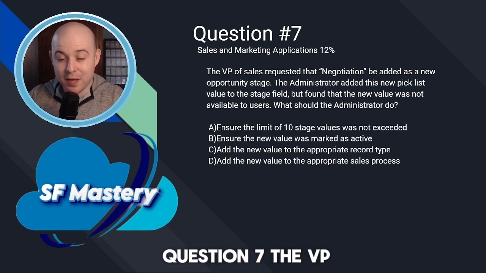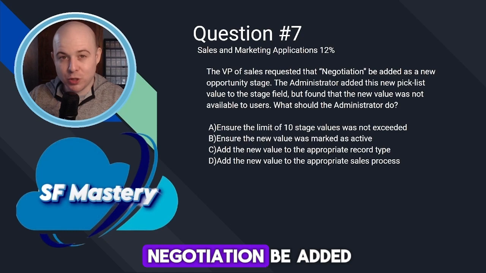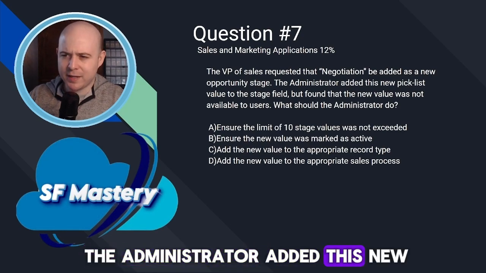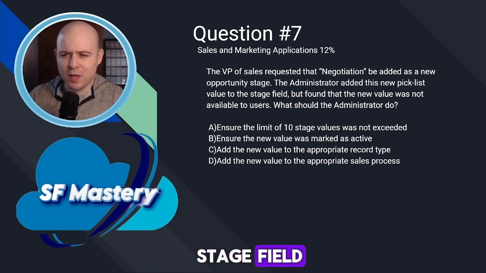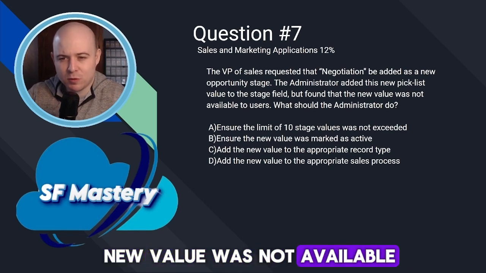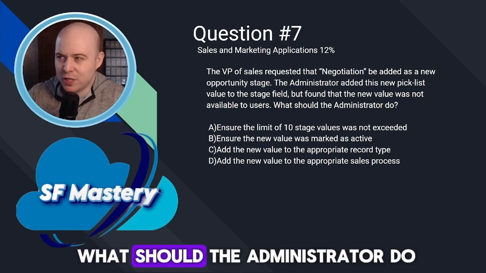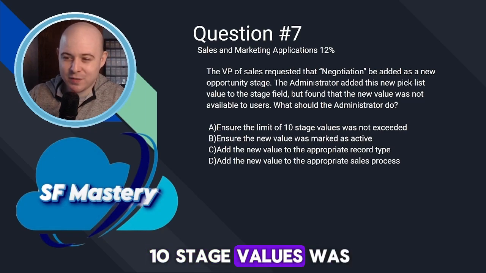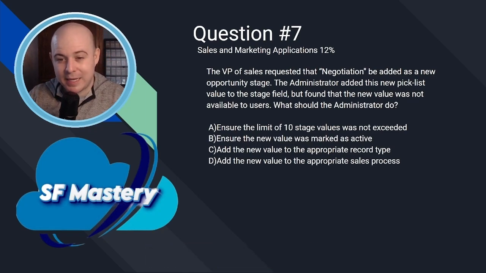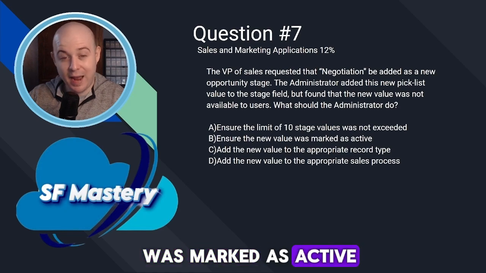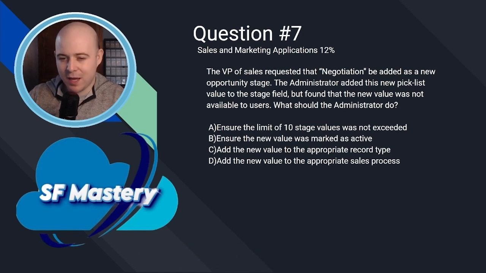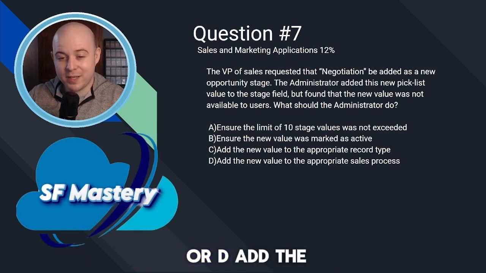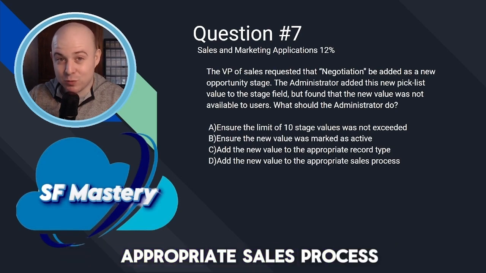Question 7. The VP of Sales requested that negotiation be added as a new opportunity stage. The administrator added this new pick list value to the stage field, but found out the new value was not available for users. What should the administrator do? A. Ensure that the limit of 10 stage values was not exceeded. B. Ensure the new value was marked as active. C. Add the new value to the appropriate record type. Or D. Add the new value to the appropriate sales process.